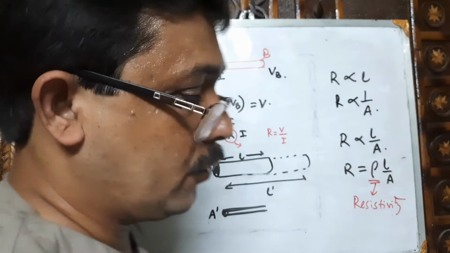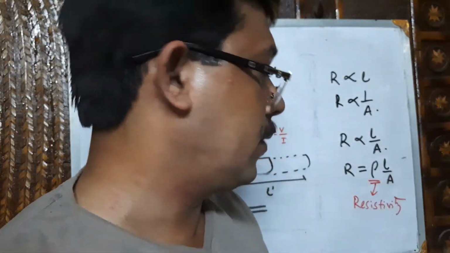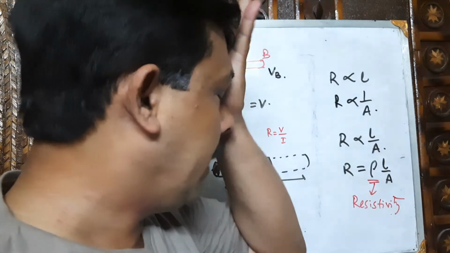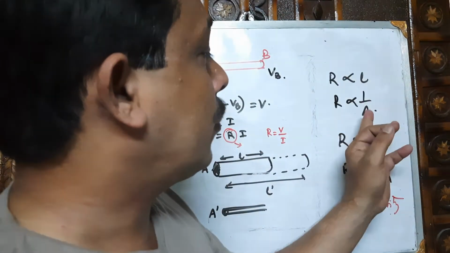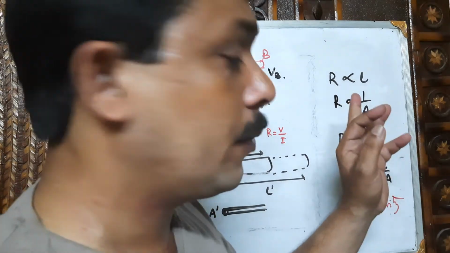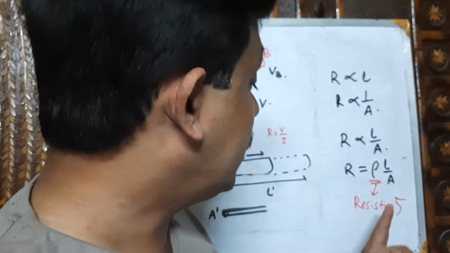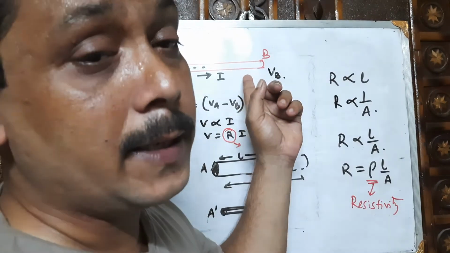So up to this discussion, we can conclude that resistance depends mainly upon three factors. One is the length, to which it is directly proportional. One is the cross-sectional area of the wire, to which it is inversely proportional. And one more thing is that it depends upon the resistivity. Resistivity is a special property of the material. It depends upon the material.